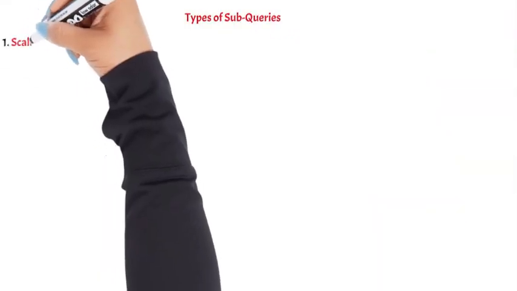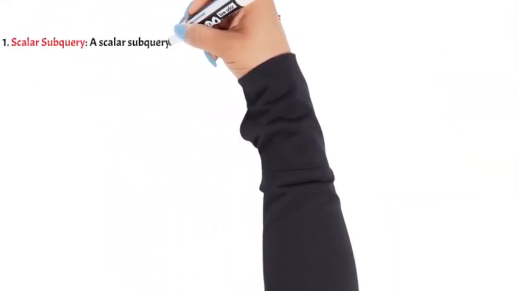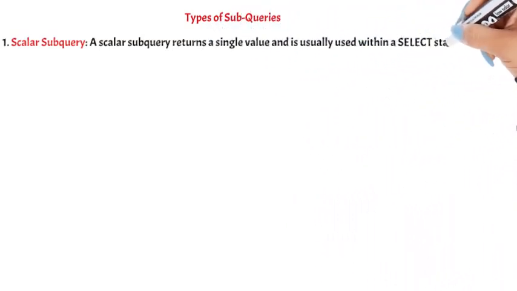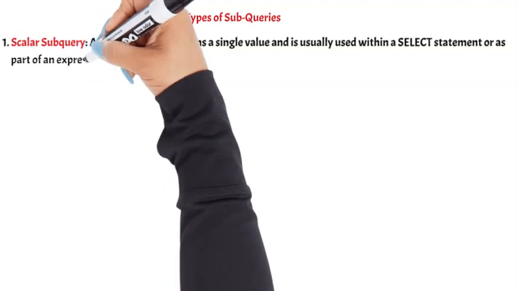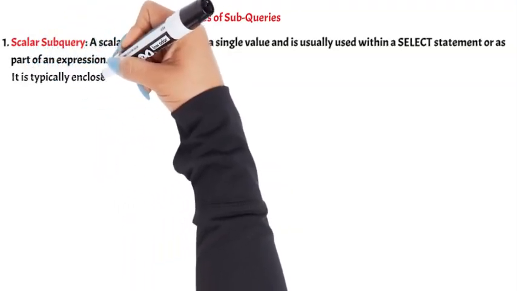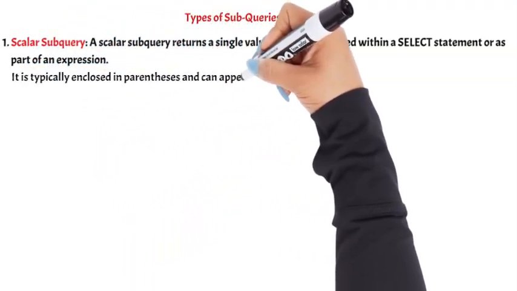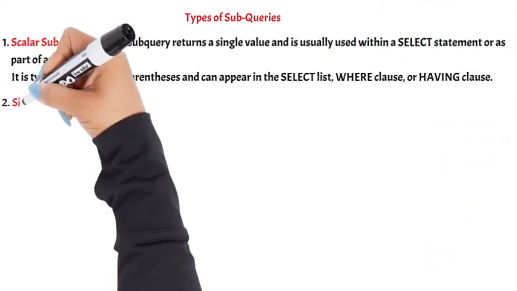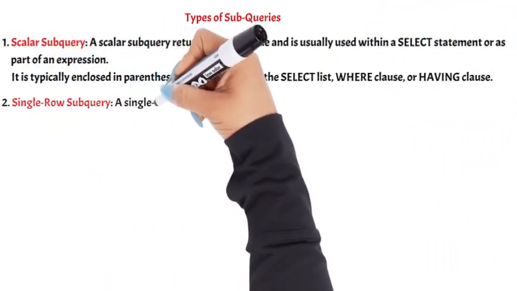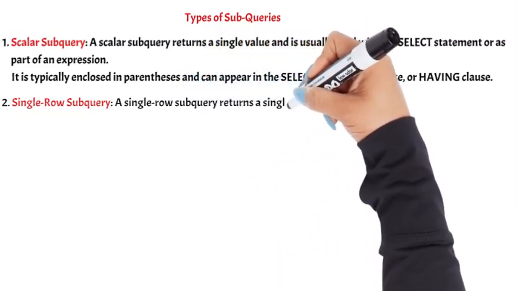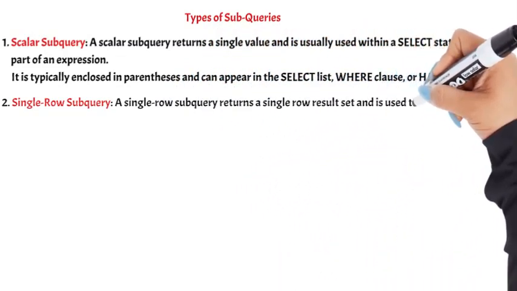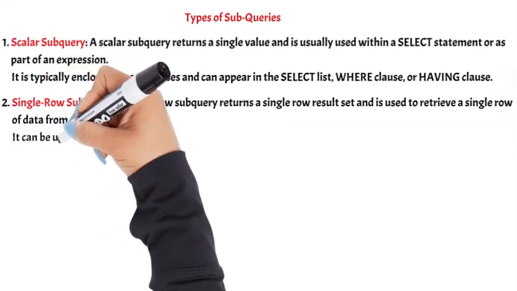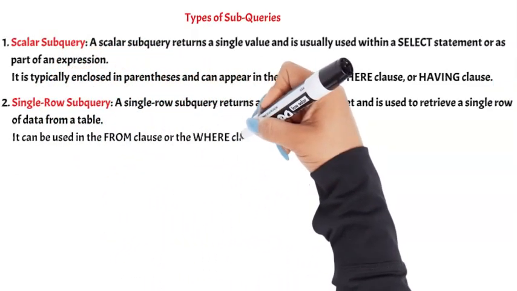1. Scalar subquery. A scalar subquery returns a single value and is usually used within a select statement or as part of an expression. It is typically enclosed in parentheses and can appear in the select list, where clause, or having clause. 2. Single row subquery. A single row subquery returns a single row result set and is used to retrieve a single row of data from a table. It can be used in the from clause or the where clause of a query.